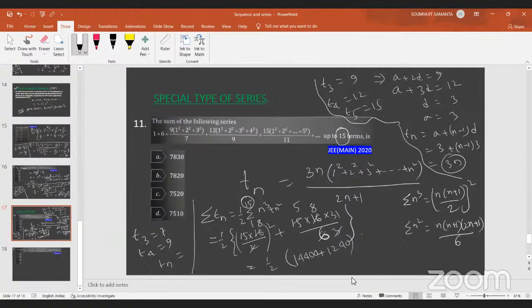The 7820 is also there. Option B will be the right answer. Simplify and tell me the final answer. 14400 plus 1240 divided by 2. 7820. The 7820 is there.